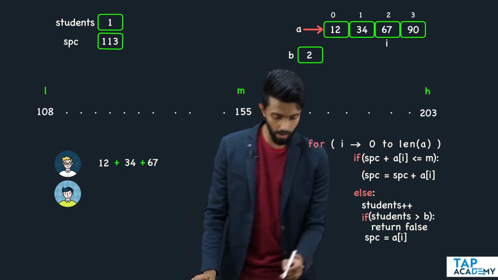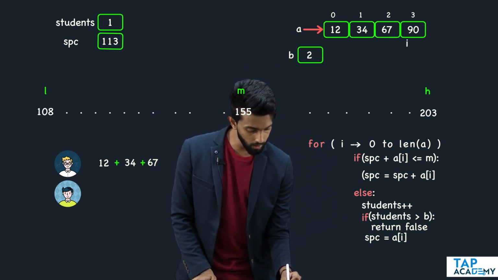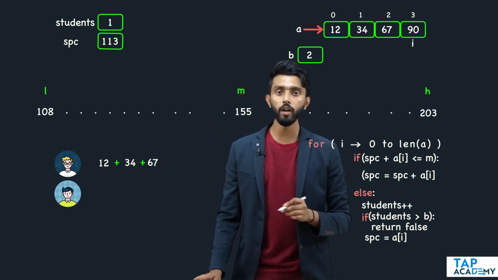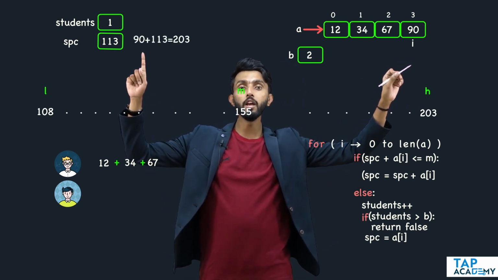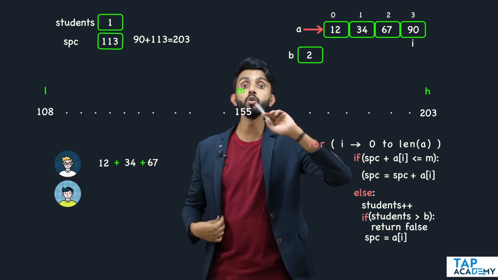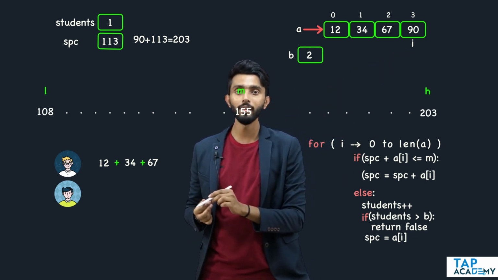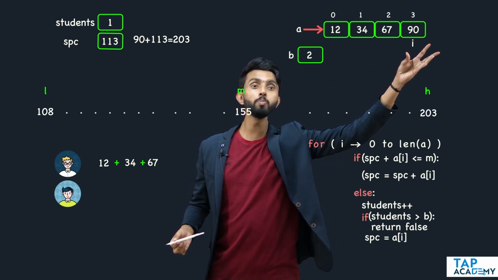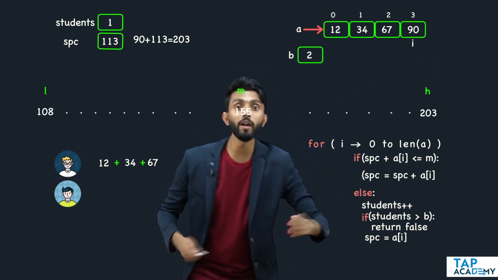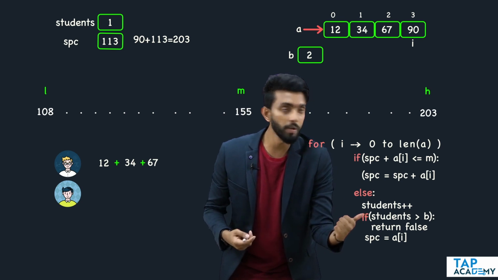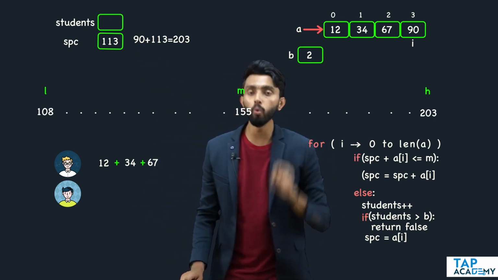Next what means, again I am within a loop. I will move forward and I will see if 90 can be allocated. For that, first I will check 90 plus 113 is 203. Is 203 less than 155? No. No means I can't allocate. At the same time, I can't leave this book. Every book should be allocated, which means I will come to else. Else means what? I need a new student. So student plus plus, student value will become 2.